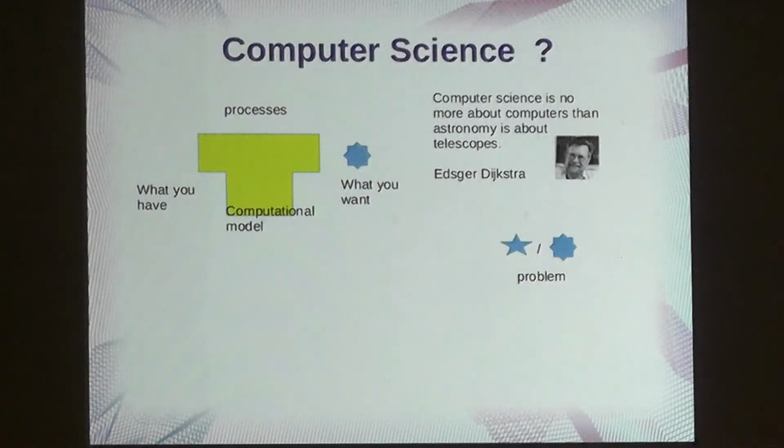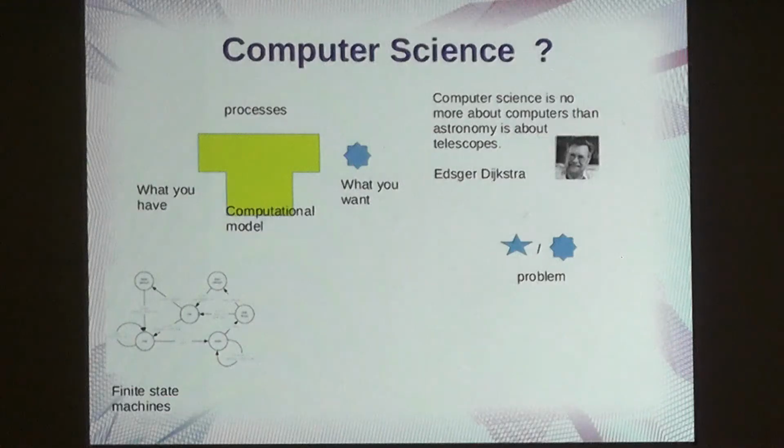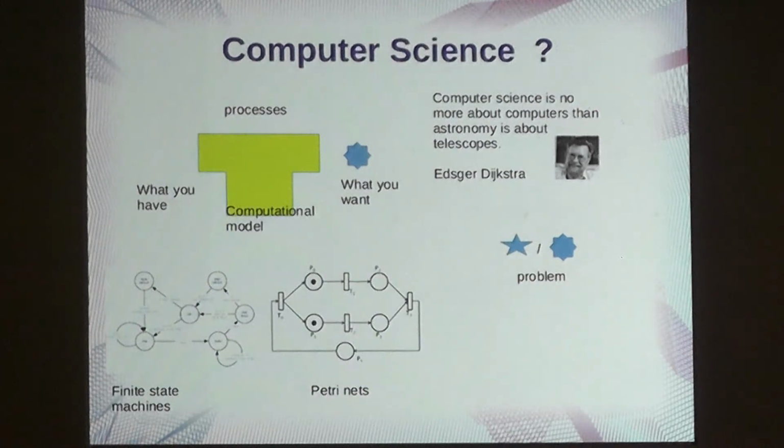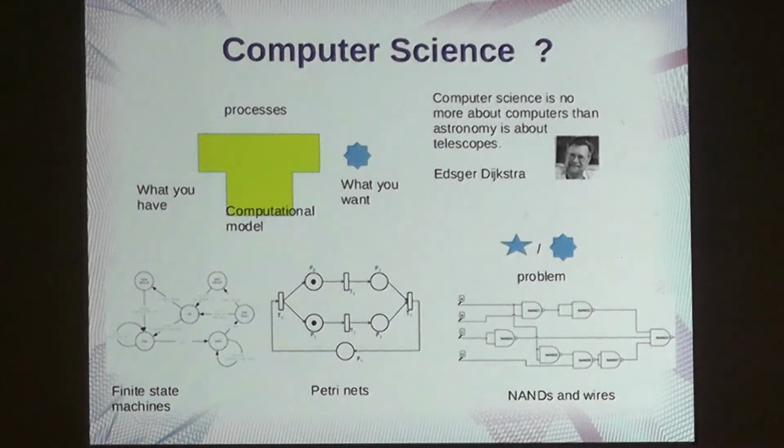And for a given process, we can have several computational models in which I can describe this process. For example, there's something called finite state machines where only one of these little circles is active at one point, and then it transitions through the arrow to another one. There are Petri nets that are easier for describing processes where several things happen at the same time. I can take a bunch of NAND gates, which are little logic circuits, and wires, and connect them together. That's a computational model that can be used to implement a process.